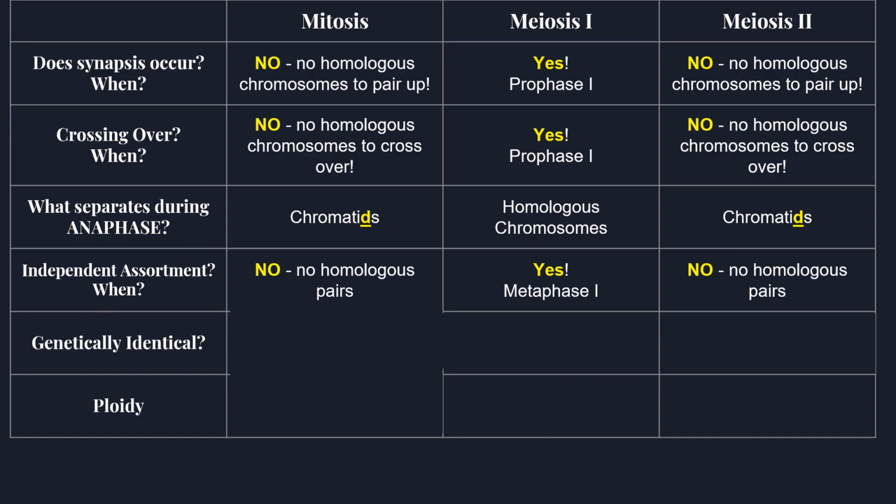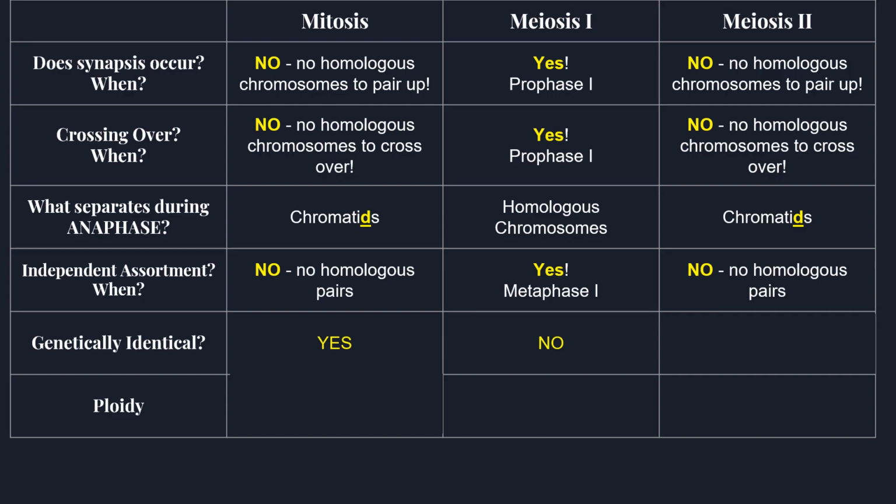Now, are the cells that are produced from each of these phases genetically identical? In mitosis, yes, they are genetically identical. However, at the end of meiosis 1, we do not have genetically identical cells, right? Because we had crossing over and independent assortment to aid in that genetic diversity. And at the end of meiosis 1, our cells are no longer diploid, right? So that is another difference between our current daughter cells and the original parent cell.